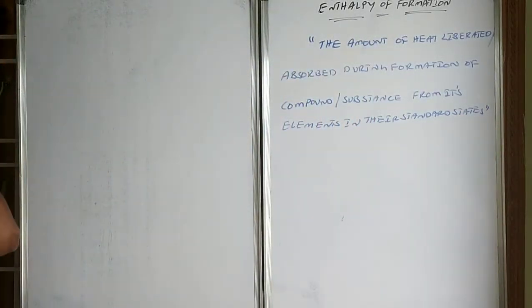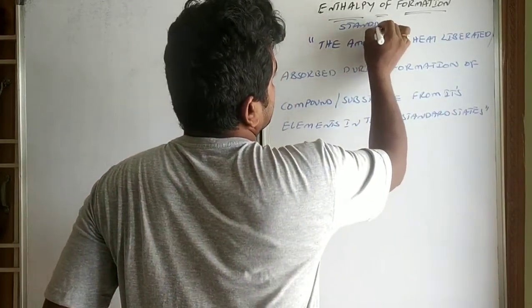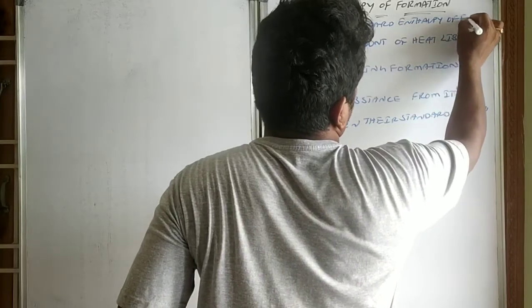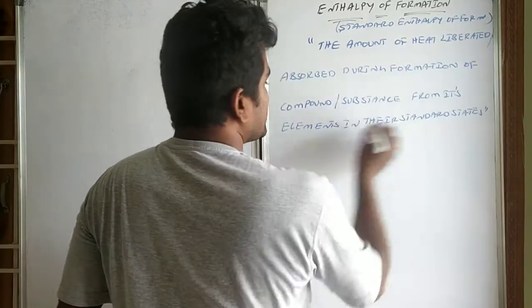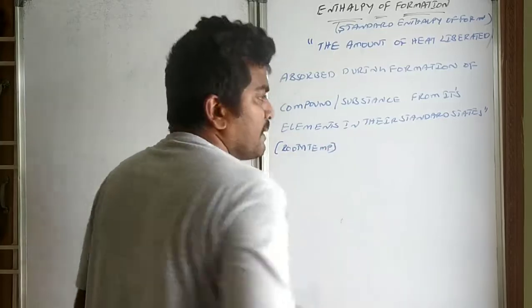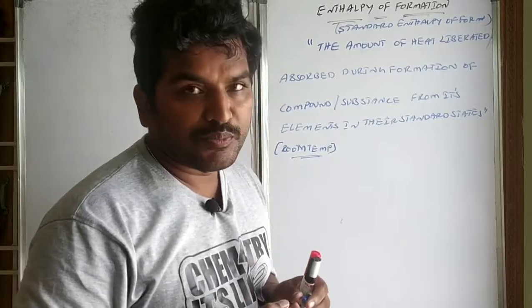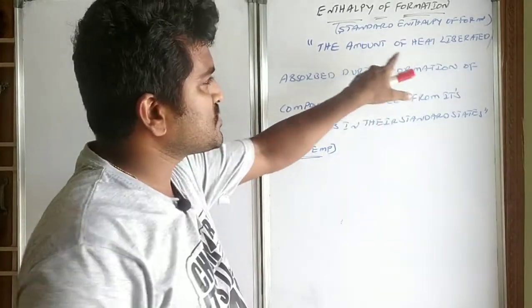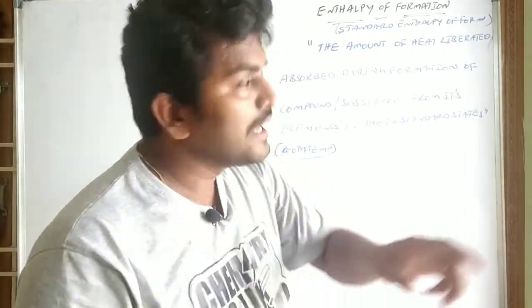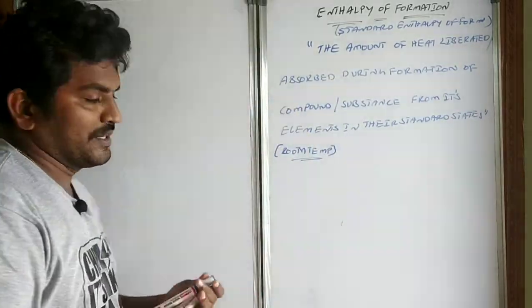Basically, this enthalpy of formation, we refer to it as standard enthalpy of formation, because we mostly consider it at room temperature. That's why we call it the standard enthalpy of formation. When a substance is formed from its constituent elements in their standard states, the amount of heat liberated or gained is called the enthalpy of formation.